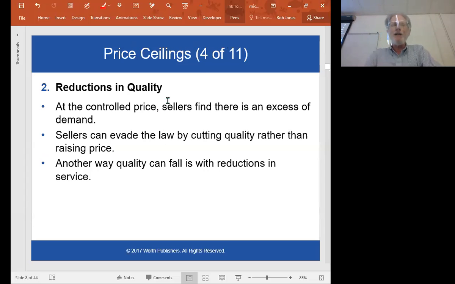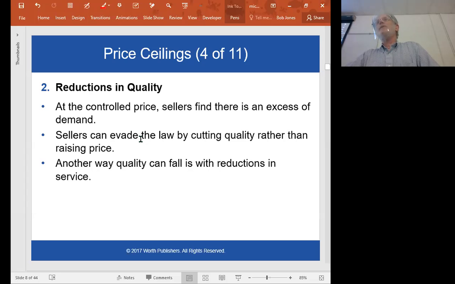Okay, second effect of price ceilings, reductions in quality. At the control price, sellers find there is an excess of demand. That means at the control price, there are customers who want to buy more than is available. Producers would like to raise the price, but they're not allowed to. So what can the producer do in order to make more profit? Selling lower quality. He can cut the quality of the product. And the book gives some really interesting examples in, I think it's the 70s.